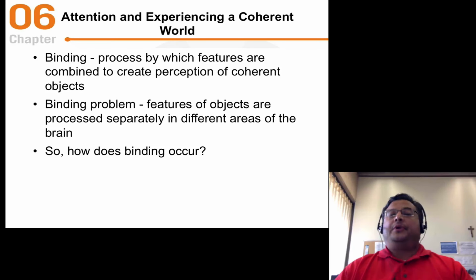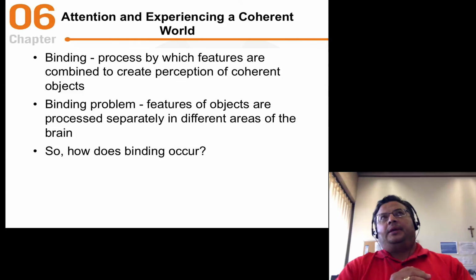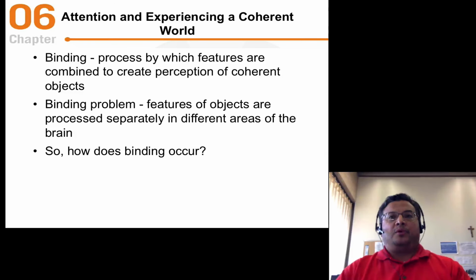All right, so continuing on with chapter 6. Getting back to how we experience a coherent world. The process that we use to describe the way that we connect all of the different features that we perceive in order to form coherent objects is called binding.